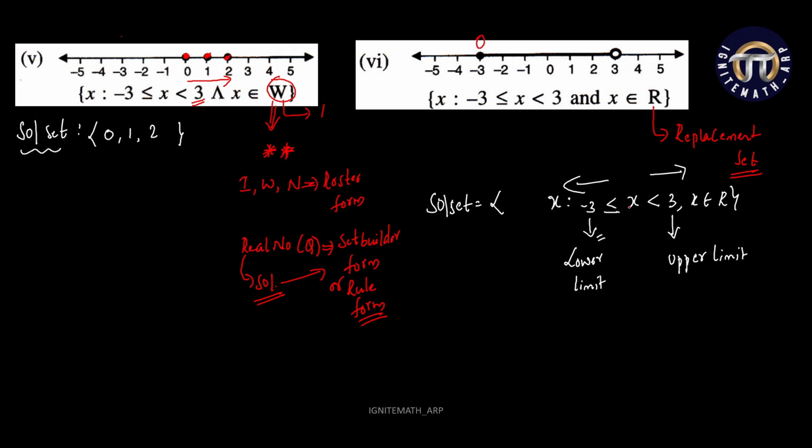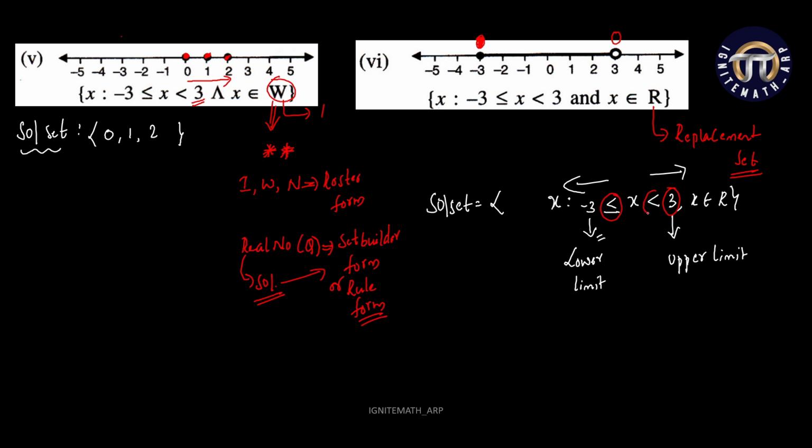Is it greater than or equal to? Oh yes, it is greater than or equal to. Then I will darken the circle. Then I will go to the upper limit. What is the upper limit? 3. I will go to 3 and draw a circle first of all. Is it lesser than or equal to?